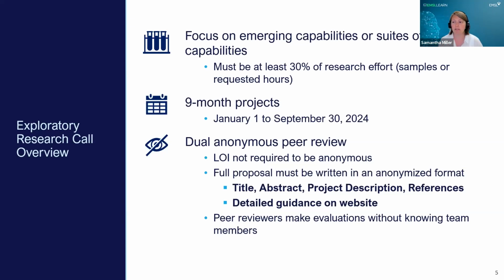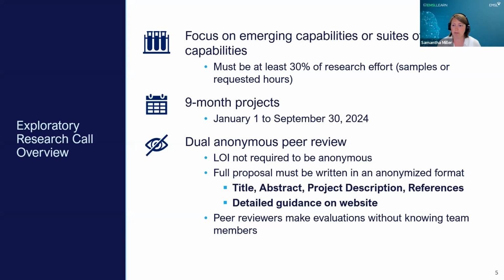Last year, EMSL successfully piloted using a dual anonymous peer review process, and we will be continuing that again for the FY24 exploratory research call. For this, it means that peer reviewers evaluate the proposals without knowledge of who the team members are. This requires a little bit of work from the submitters in that they must write their full proposal in an anonymized format without any references that could give away the team members.